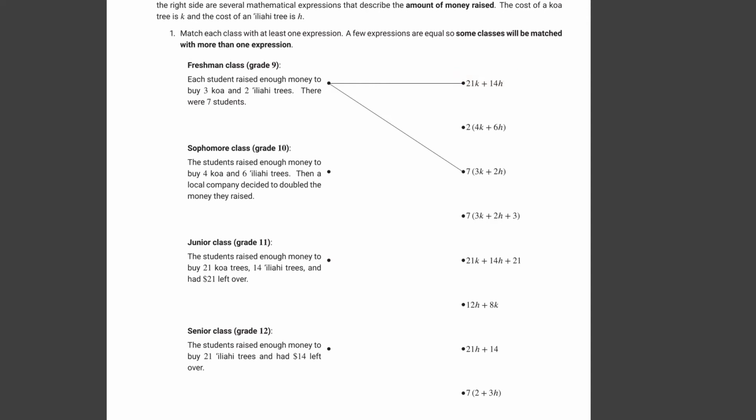Now let's take a look at the sophomore class. The students raised enough money to buy 4 koa trees and 6 iliahi trees. Then a local company decided to double the money that they raised. Please pause the video to find the expressions or equivalent expressions that best represent the amount of money that the sophomore class raised.